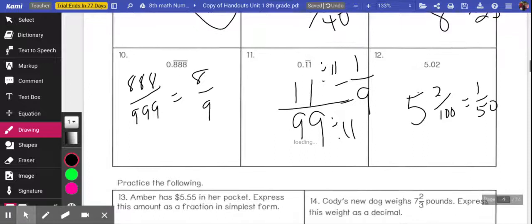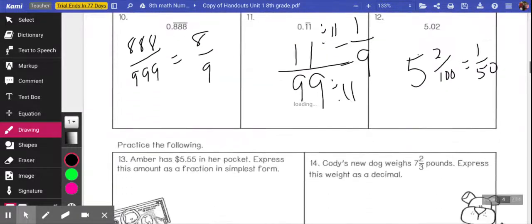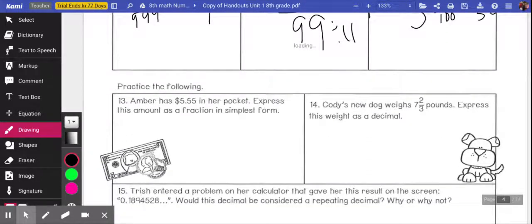And now we're going to go down. Don't freak out just because it's words. It says Amber has this much in her pocket. Express that as a fraction in simplest form. So again, you're just doing what you did up here, just has words. Cody's new dog weighs this many pounds. Make that as a decimal.